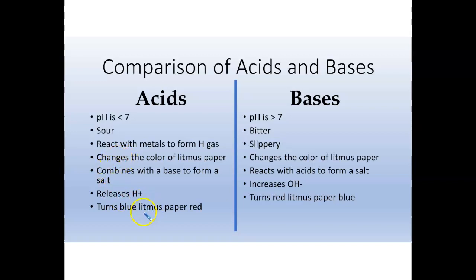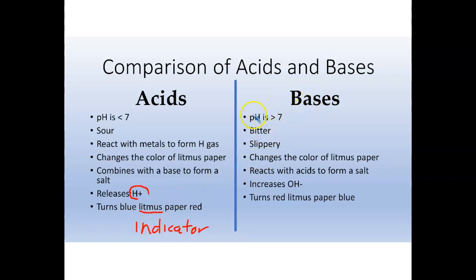So litmus paper is an indicator, and this is the name of it, litmus. And what it does is it indicates whether or not you have an acid or a base. So litmus is an indicator. I'll write that down, indicator. And if you have a piece of blue litmus, it will turn the litmus paper red. Acids combine with bases to form salts, and they release hydrogen ions. Okay, so there it is there.